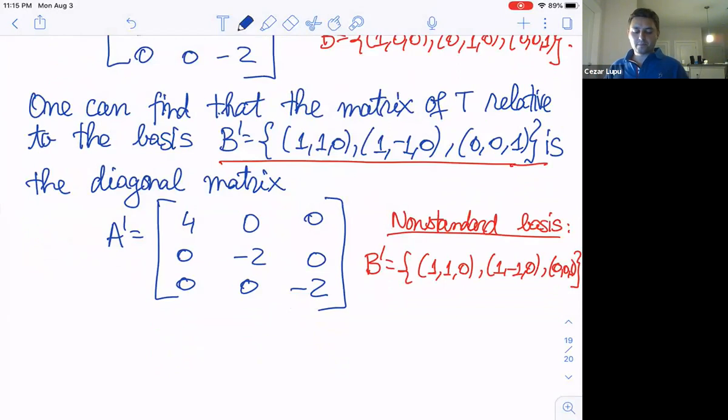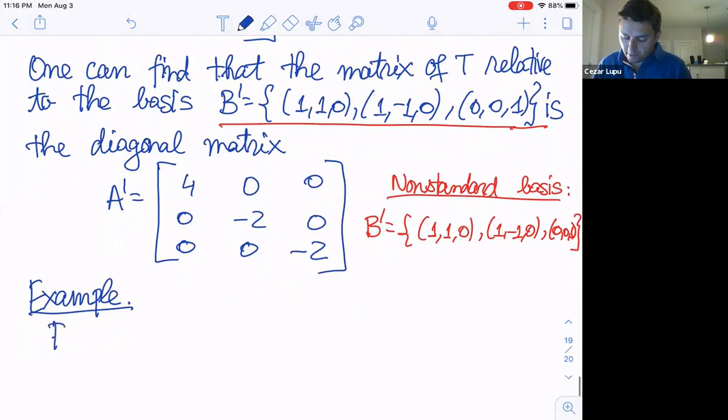Now, I want to do one more example, and I think this should be enough for this lecture. And probably I'll go further with another lecture discussing the diagonalization of a matrix. And this example, I don't know the number, I forgot.